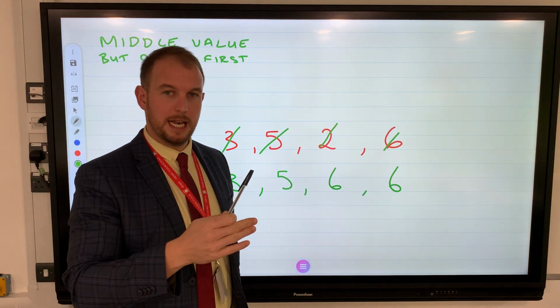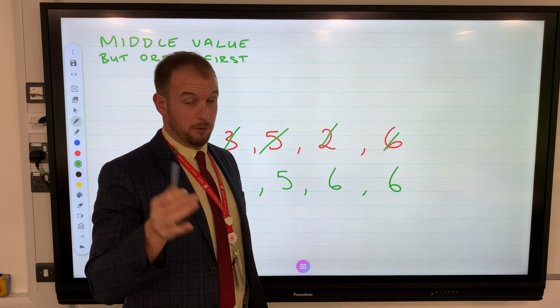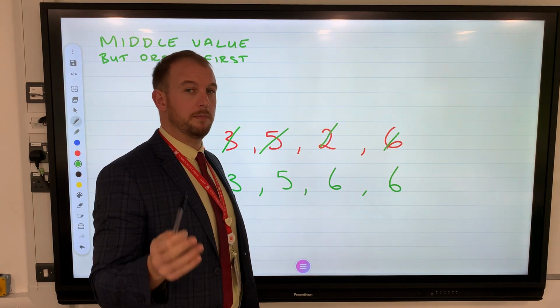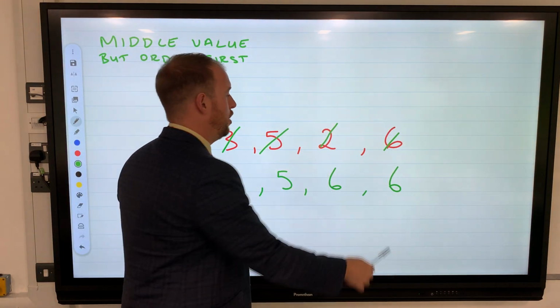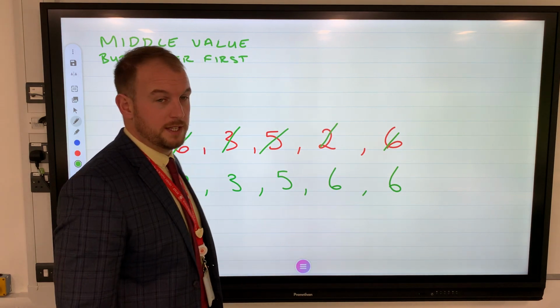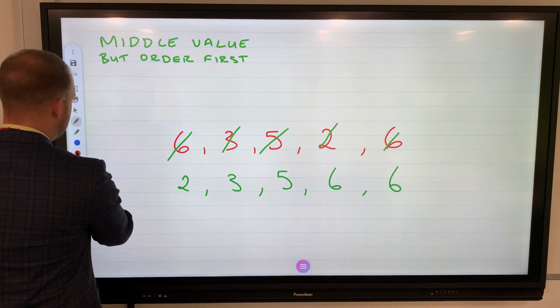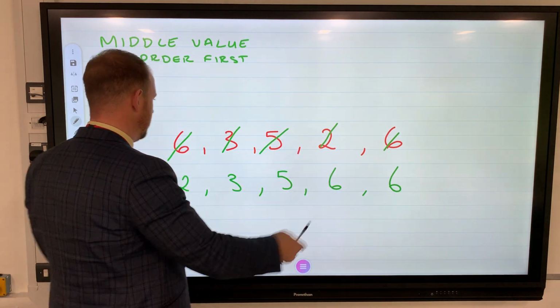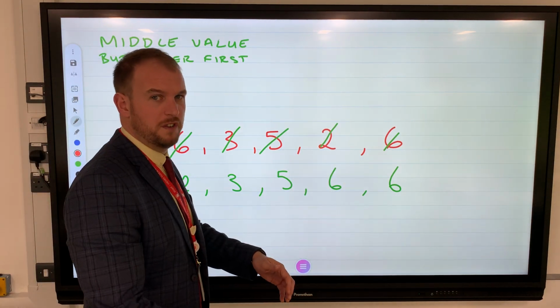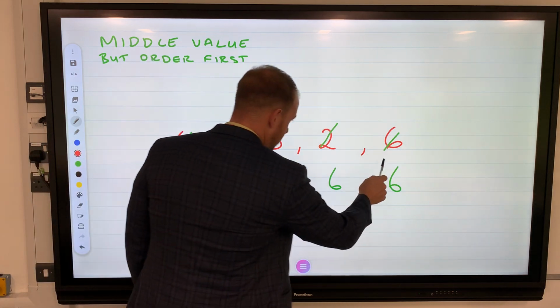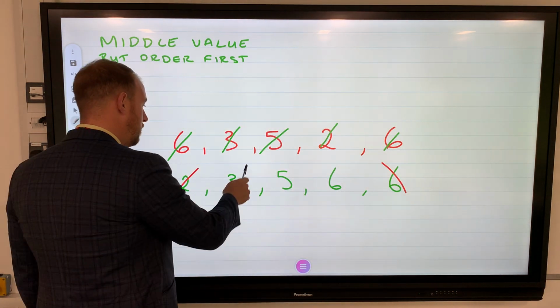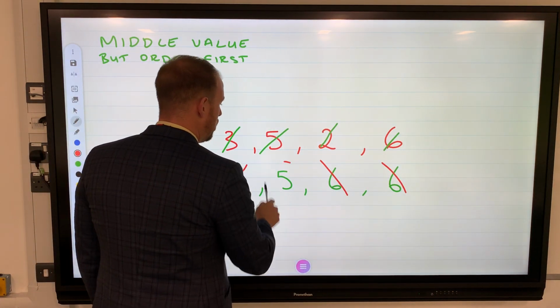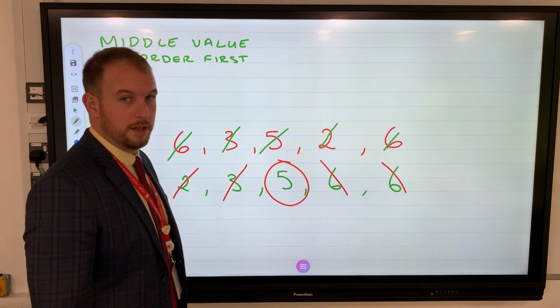You might think that's a bit silly or a bit patronising, but you'd be surprised how many times people miss a number, especially when there's more than one of the same number. So you need to find the middle number. What I'm going to do is cross off the outsides. Imagine cutting the crusts off your sandwiches. You cut off the outsides. And then I'm going to cut off the outsides again, which leaves me with the 5.